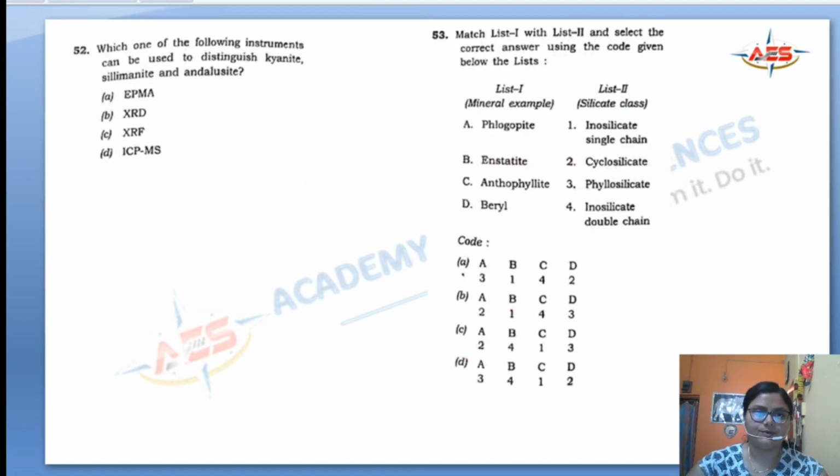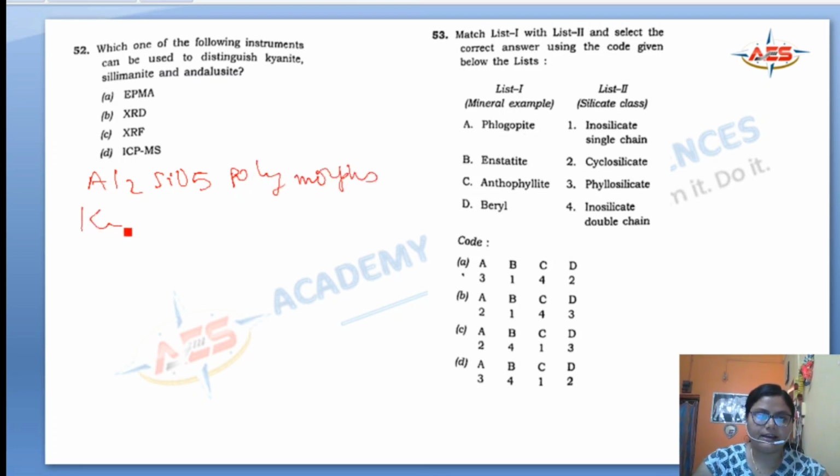Next, question 52. Which one of the following instruments can be used to distinguish kyanite, sillimanite and andalusite? Look, in the case of kyanite, sillimanite and andalusite, they are the Al2SiO5 polymorphs.